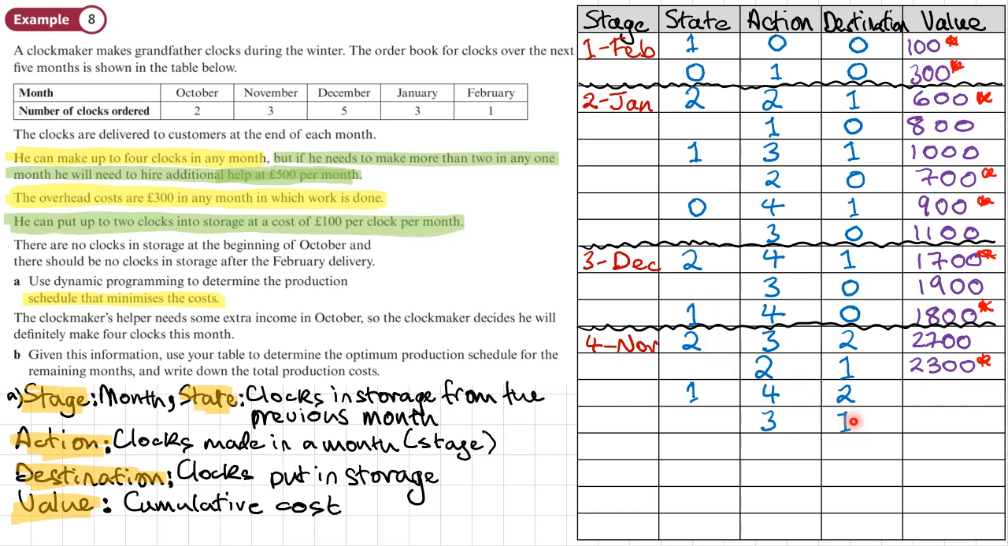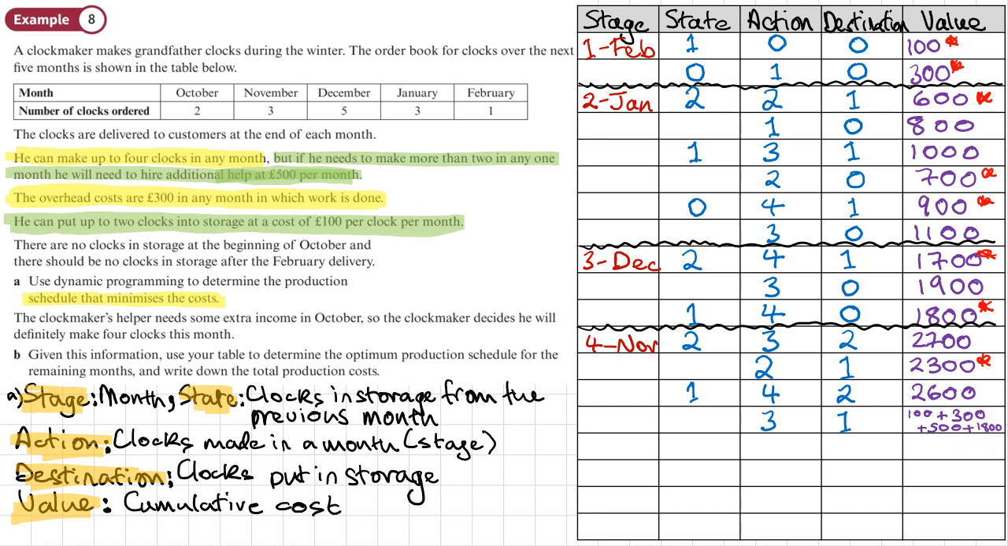So we'll work out these costs here. So we will have storage cost 100 plus overheads plus additional help because we're making 4, and then 2, that will be adding on another 1,700. So altogether that gives us 2,600. Then the other option is going to be storage cost, overheads, additional help because we're making 3, and then 1 in that destination passed on to that state. 1 is going to be 1,800 that we add on, and that gives a total of 2,700.